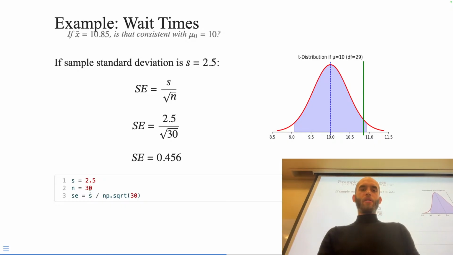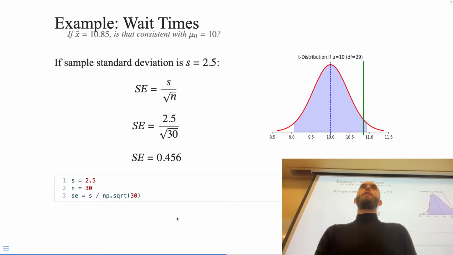Okay, and then this is just some code to be able to do it. We have S, which is our sample standard deviation. We have N, which is our sample size, and then we have the standard error, which is just the ratio of S and the square root of the sample size. And what do we get? Well, if you run that computation, like I did in this code here, you get 0.56.